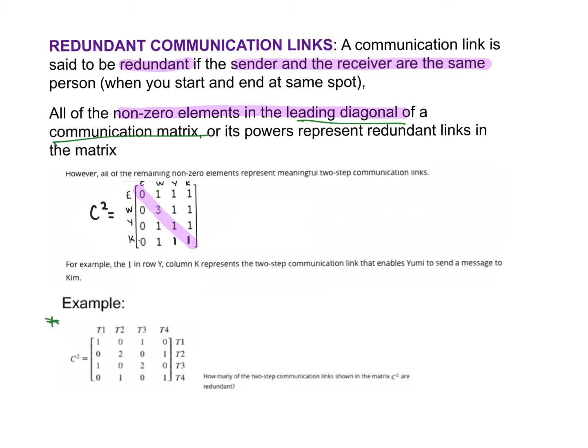It says how many two-step communication links shown in this matrix are redundant. So all we're going to do is count up those ones in that leading diagonal. So it'd be 1 plus 2 plus 2 plus 1. So how many are redundant? 6.